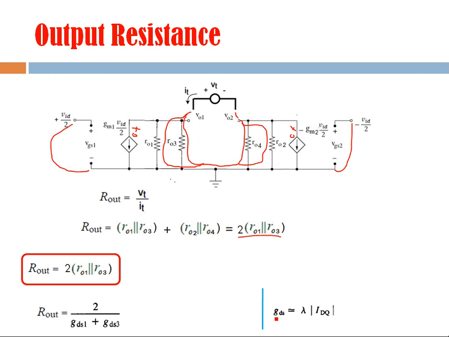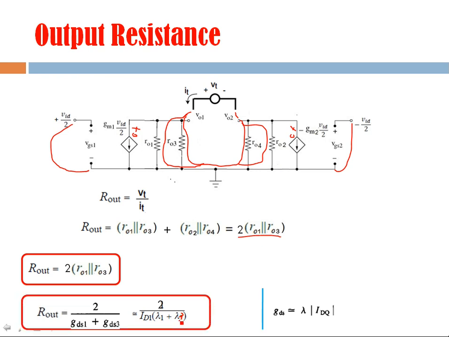And we know GDS is given by this equation. So ID is the DC current which is flowing in zero signal conditions. So then in that case this R out will be given like this. So it's R lambda 3, right? It's not lambda 2, it's lambda 3, okay. So that way we can find out the output resistance of the circuit.